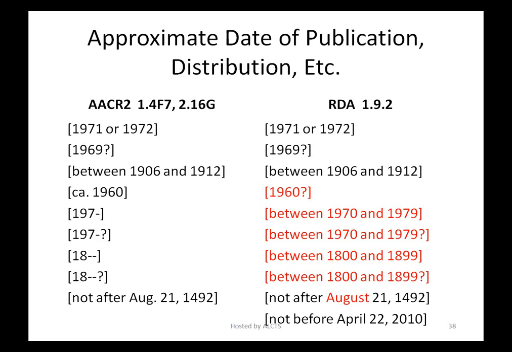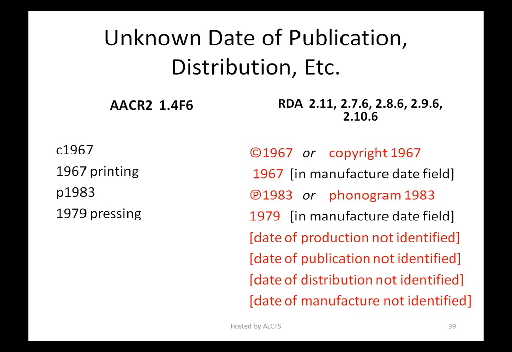For unknown dates of publication, we have a few changes. First of all, we will still record copyright dates, but they're considered a separate element in RDA, and we record them with the actual copyright symbol, or if you can't reproduce that, with the word copyright spelled out. The same thing with the phonogram. You use the phonogram symbol or the word phonogram, and then of course if you have no information, you would be recording date of production not identified, date of publication not identified, etc.